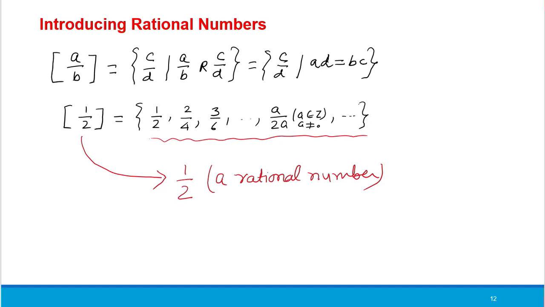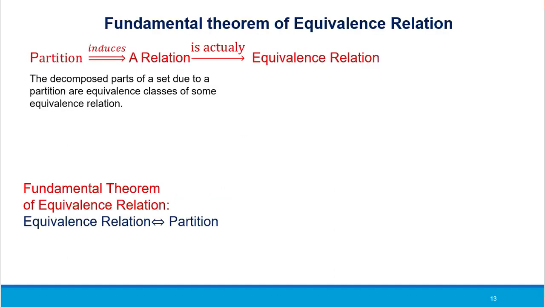Now let us move further and look into the matter in a reverse way. We have seen that equivalence relation creates a partition. Now what we are going to prove now, that every partition induces a relation, and that relation is eventually an equivalence relation. This is very simple.